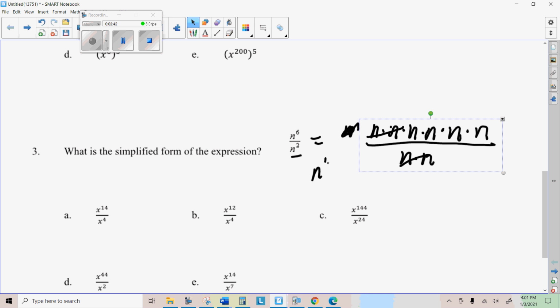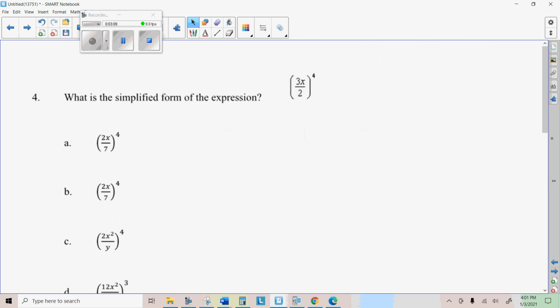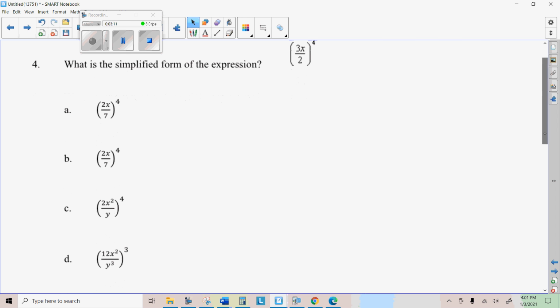Now, what are we doing to get that 4? You might notice that you would just subtract the 6 minus the 2. So if you're doing this first one here, if you're thinking what I'm thinking, then you would do 14 minus 4, because you're going to cancel away 4 of those factors of x, and you're going to be left with 10 of them.